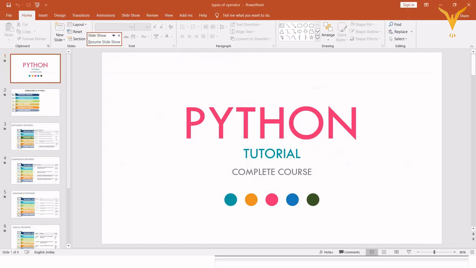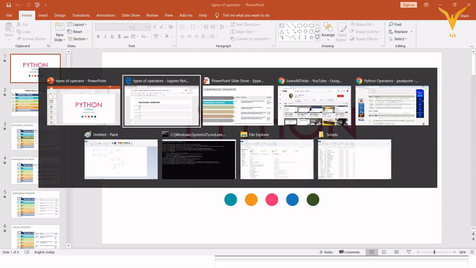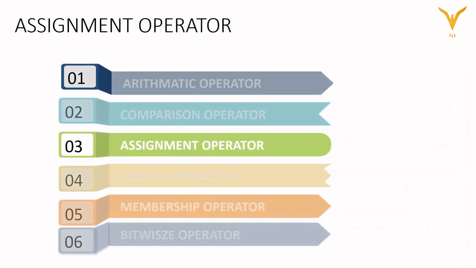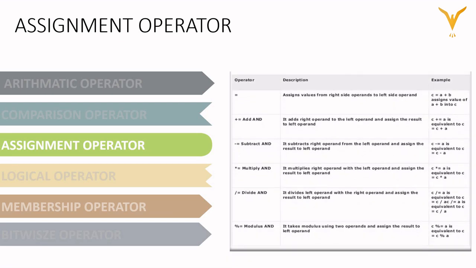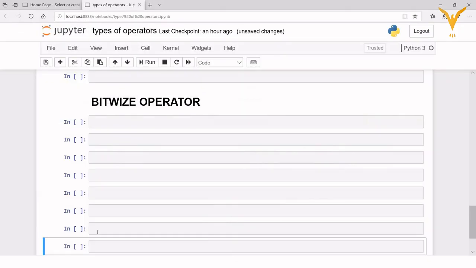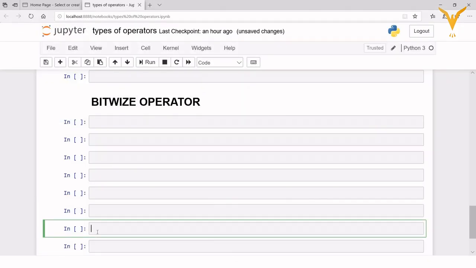Now next operator is assignment operator. Assignment operators are used to assign values to variables. So some of the assignment operators are, first is equal to, then we have plus equal to, minus equal to, multiplication equal to, divide equal to, modulus equal to. So let's see this with an example.